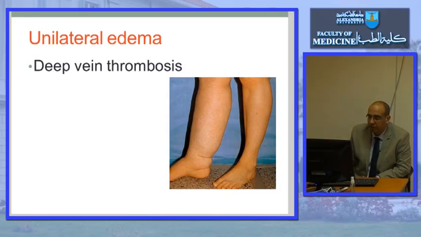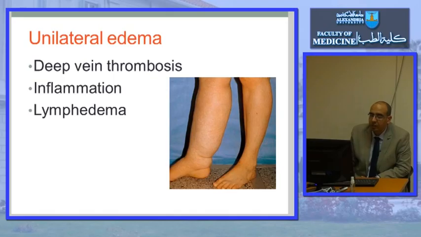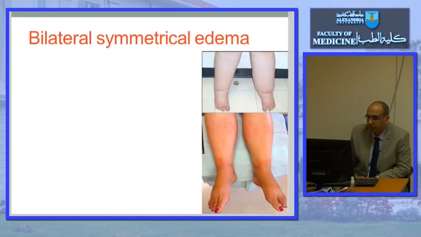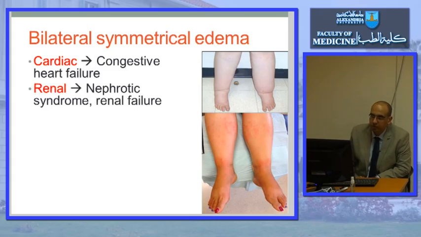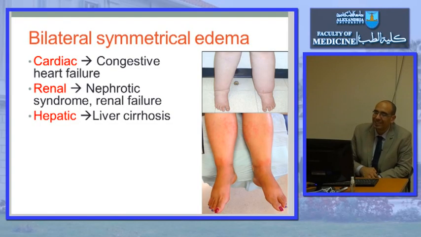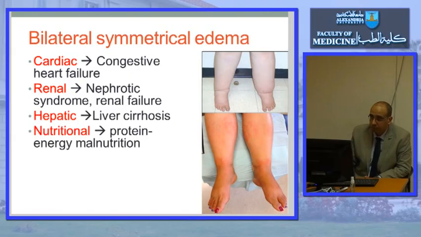Unilateral edema, as you see here, you should think of DVT, inflammation, cellulitis, and lymphedema, and might be allergy. Bilateral symmetrical edema, the three major: cardiac, congestive heart failure, renal, nephrotic syndrome and renal failure. Nephrotic syndrome is due to increased loss of proteins causing hypoalbuminemia and decreased osmotic pressure. Renal failure is due to hypervolemia and salt and water retention. Hepatic, liver cirrhosis, due to decreased synthesis of albumin, decreasing osmotic pressure.